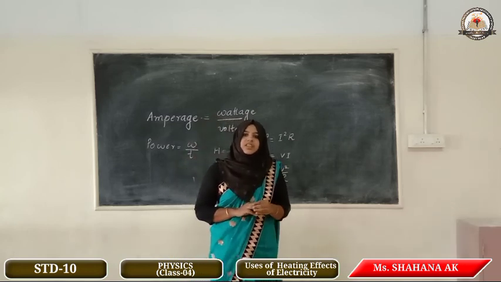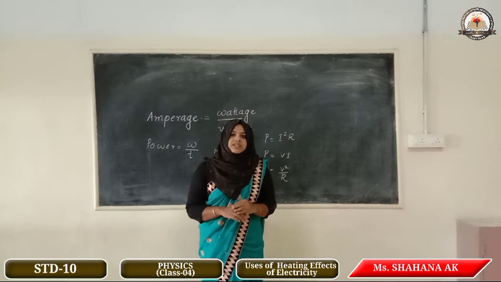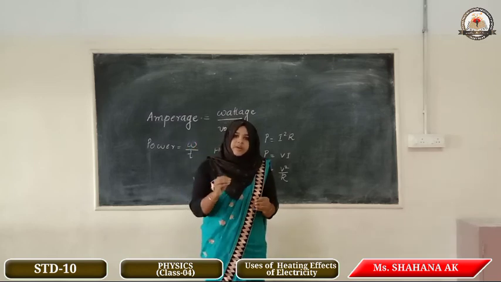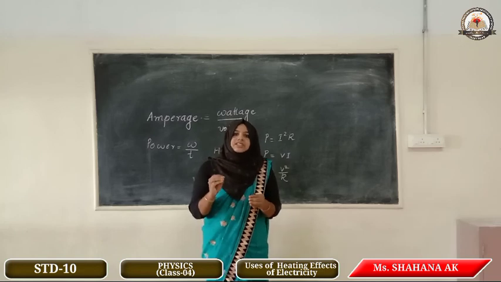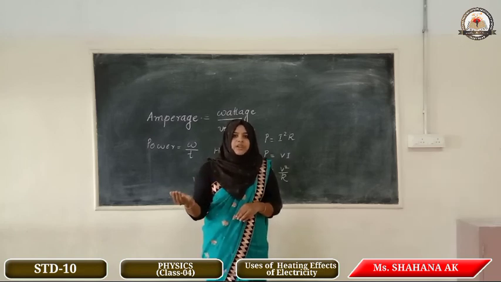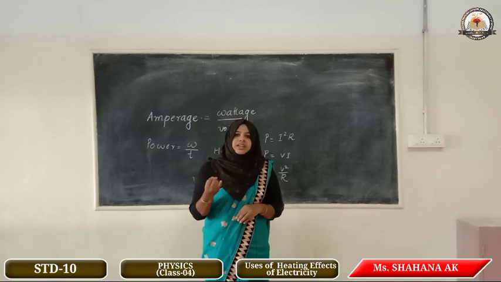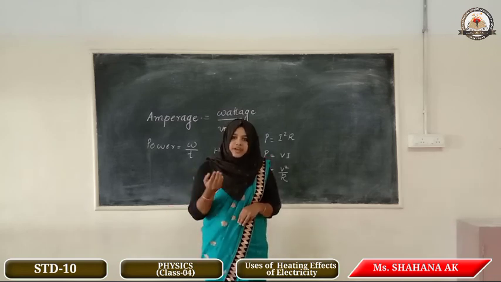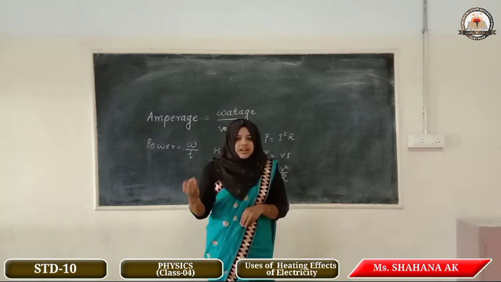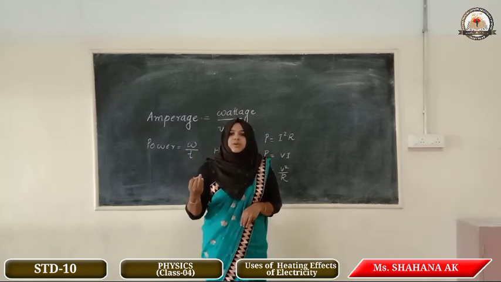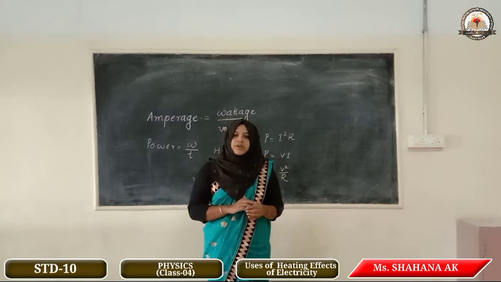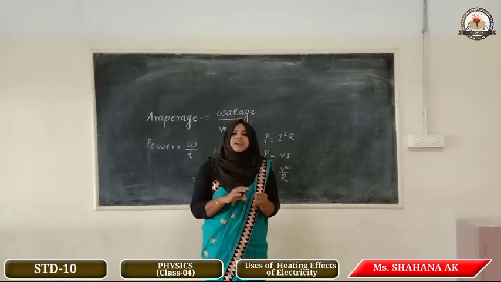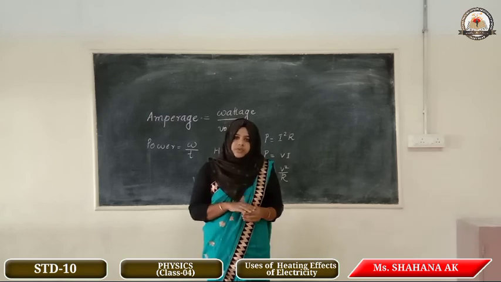So let me summarize all the things we have discussed in today's class. We started with the uses of heating effect of electric current. In every heating appliance, there is a common part, that is the heating coil. The heating coil is made of nichrome. Nichrome is a combination of nickel, chromium and iron. The advantages of nichrome are that it has high resistivity, high melting point, and the ability to remain red hot for a long time without getting oxidized. Then we discussed the working of the safety fuse.